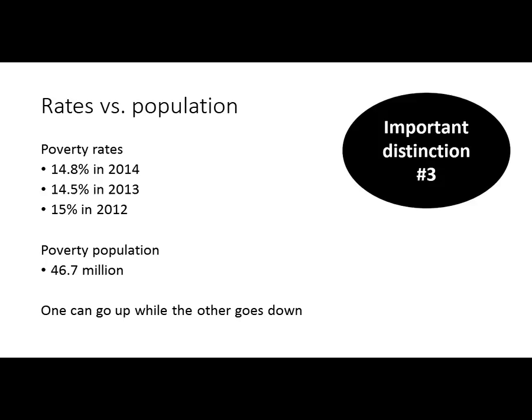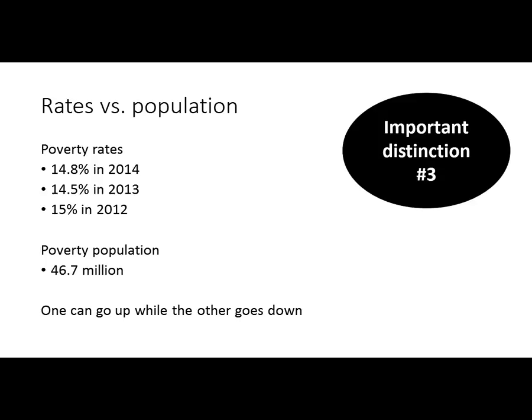So another important distinction is the poverty rate and the poverty population. The poverty rate is always going to be a percentage. For the last several years, it's been fairly stable, or some might say stagnant. It's hovered between 13 and 15%.